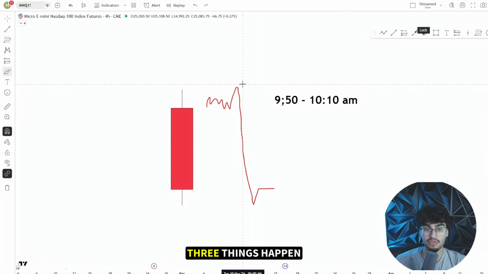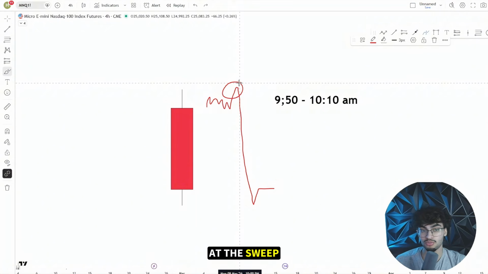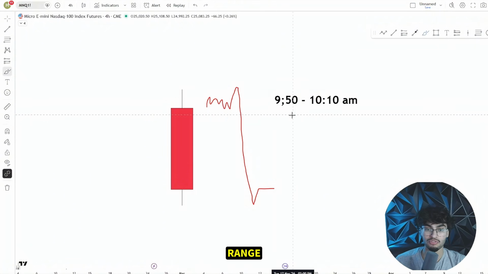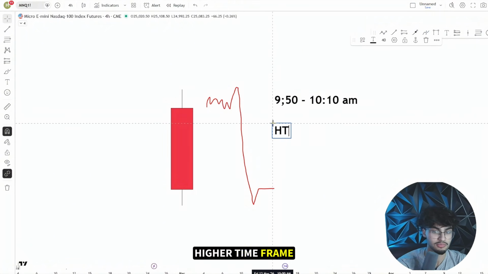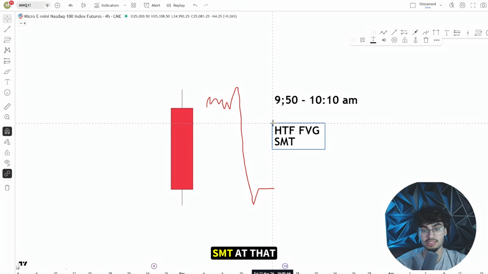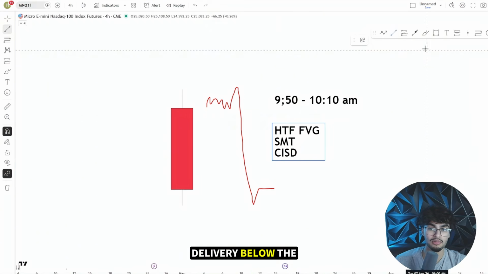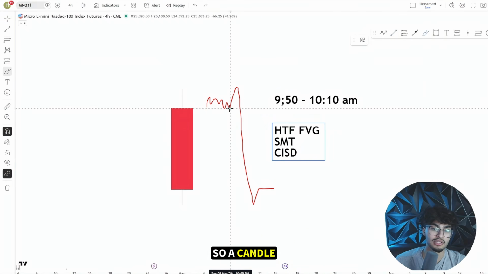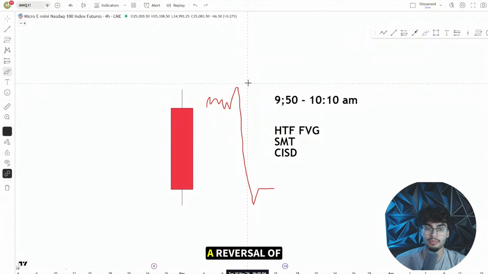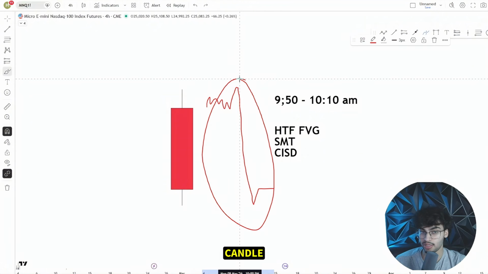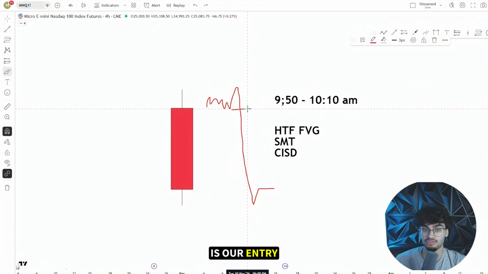We want to see three things happen at this sweep of that accumulation range. First, we want to see a higher time frame fair value gap be engaged, right? That is very, very necessary. We want to see ideally an SMT at that fair value gap or inside of that fair value gap. And then we want to see a change in the steady delivery below the last series of down close candles. So a candle body closure here would confirm a reversal of that 10 a.m. 4-hour candle. And that also is our entry, right?